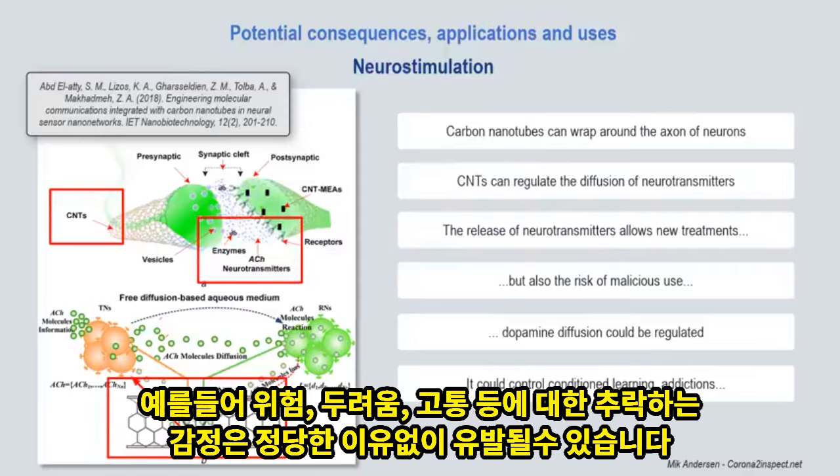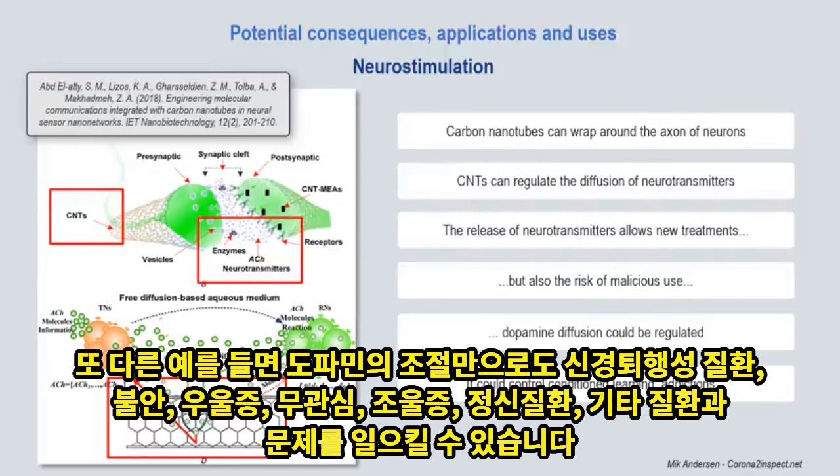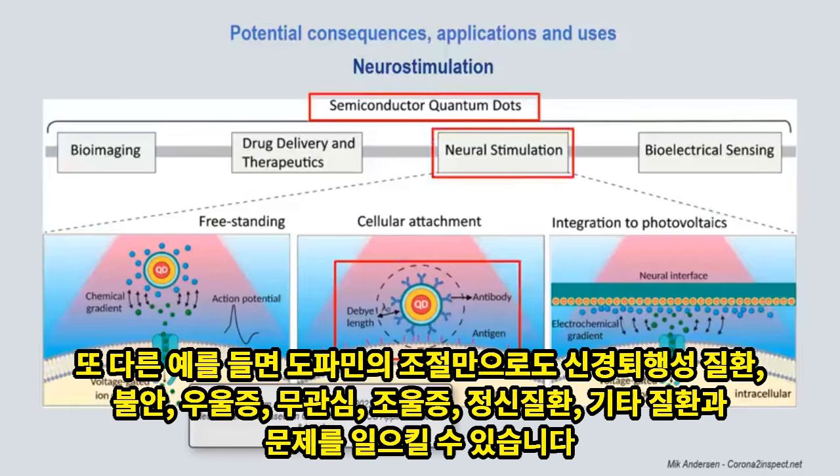For example, false sensations of danger, fear, pain, etc., could be provoked without any justified cause. To give another example, the regulation of dopamine alone could cause neurodegenerative diseases, anxiety, depression, apathy, bipolar disorder, psychotic attacks, among other disorders and problems.